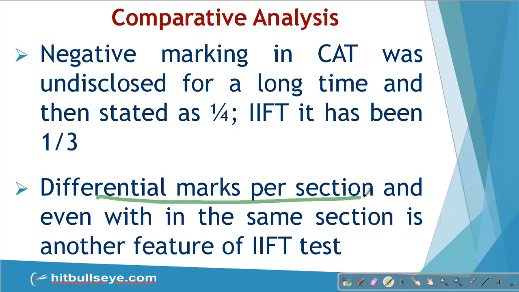Differential marks per section and even within the same section have been another feature of the IIFT test. Differential marks per section would mean that different sections are given different weights. This has been very typical of the IIFT test. However, in the CAT, we have seen it only in select years, like 2004, 2005, where different sections had different weightages. In the IIFT test, even within the same section, we have seen differential marking. And this feature has been a key differentiator between the IIFT test and the CAT.